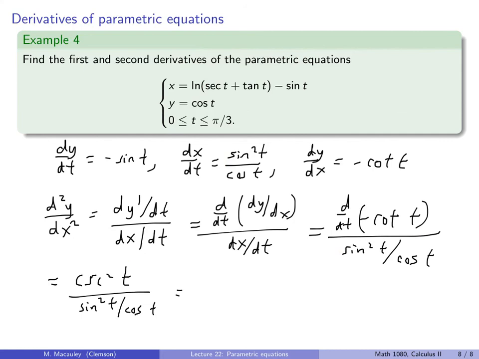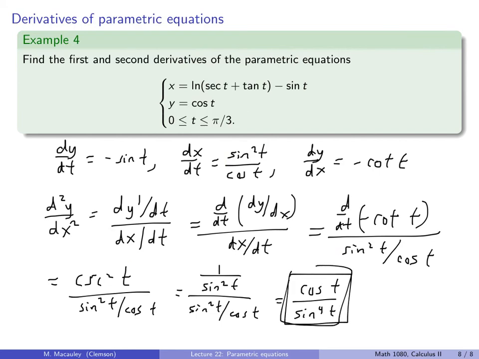So what is this? This is 1 over sine squared of t on the top, and sine squared of t over cosine of t on the bottom, and that is cosine of t on top, and sine to the 4th of t on the bottom, and this is the second derivative.